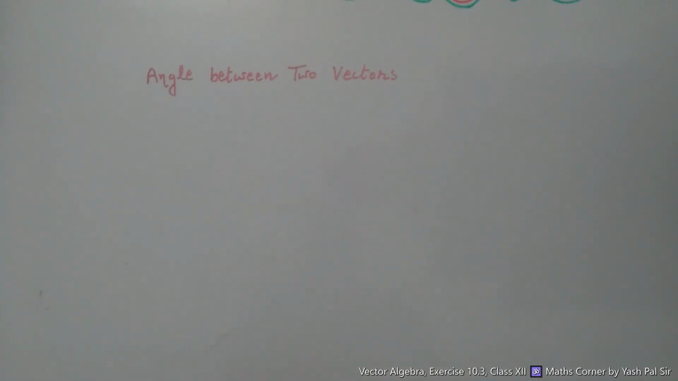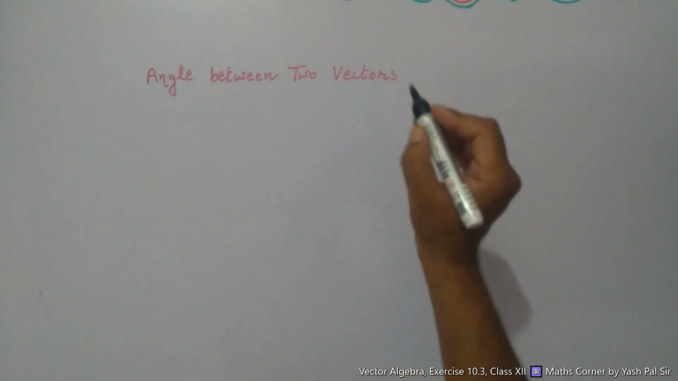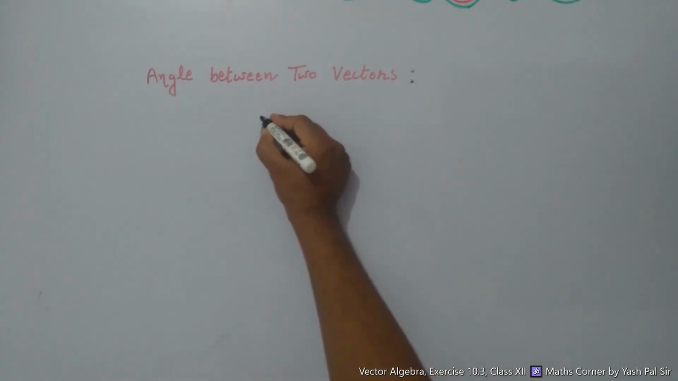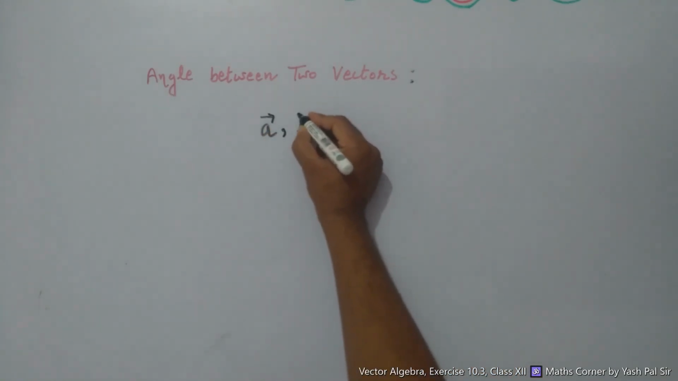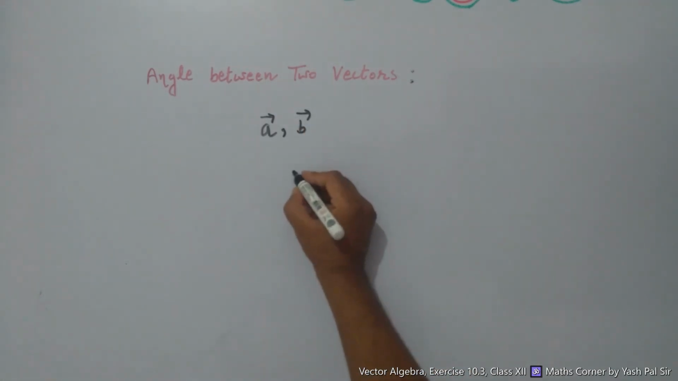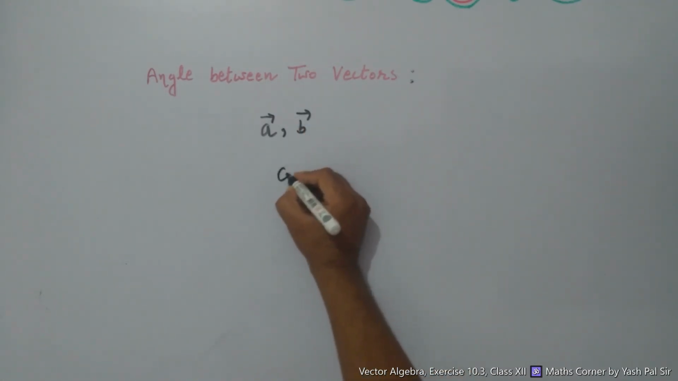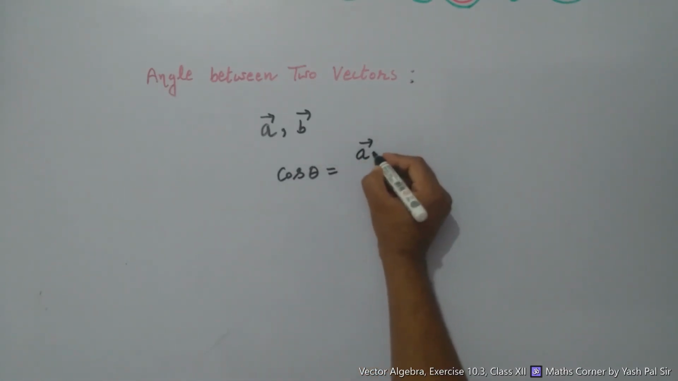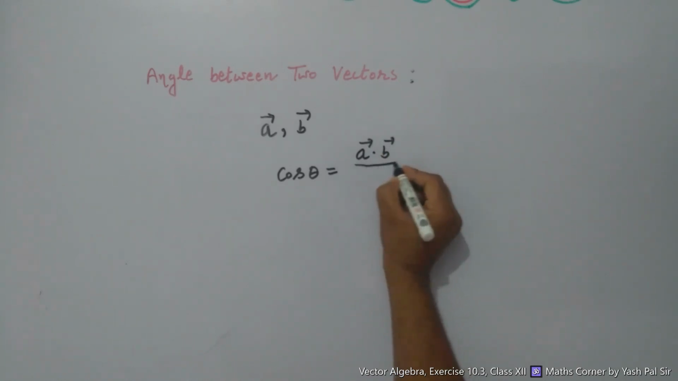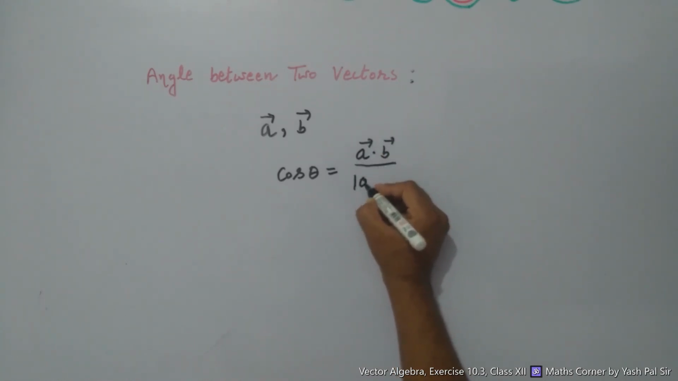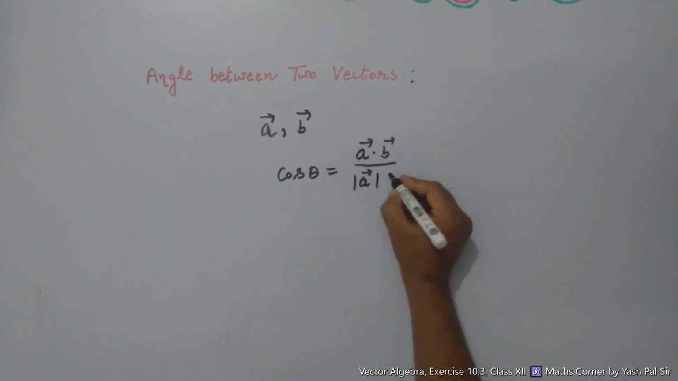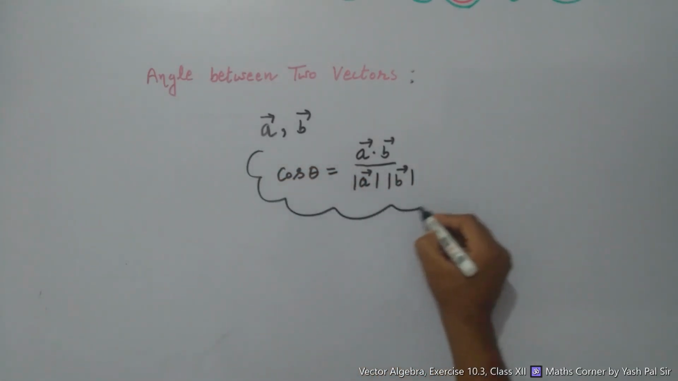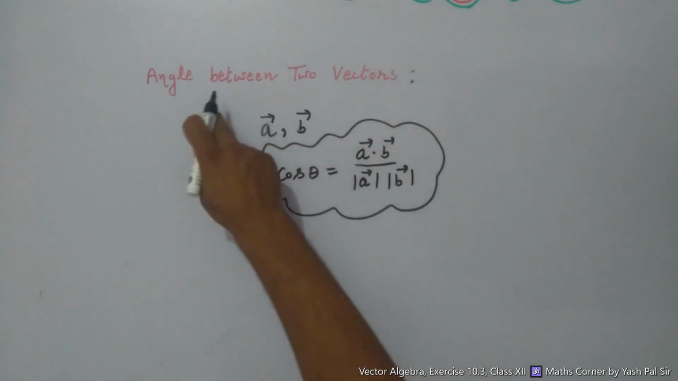Our next part is the angle between two vectors. How to find the angle between two vectors? First of all, suppose A and B are two vectors. Then to find the angle between them, we have cos theta equal to the dot product of A and B divided by the product of their magnitudes, magnitude of A into magnitude of vector B. This way we can find the angle between any two vectors.